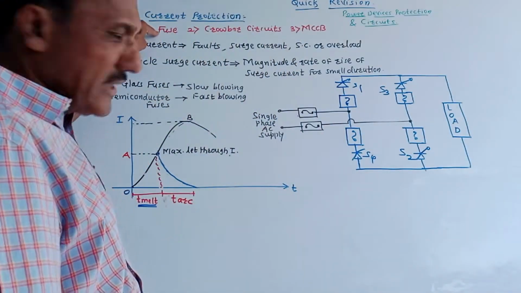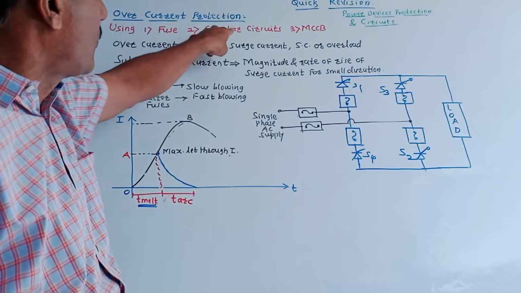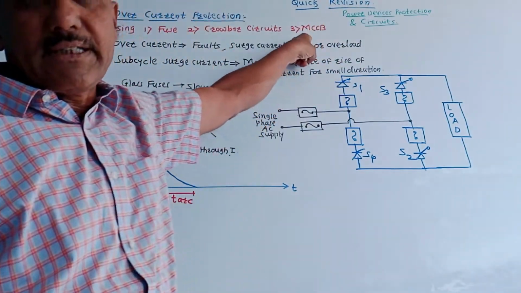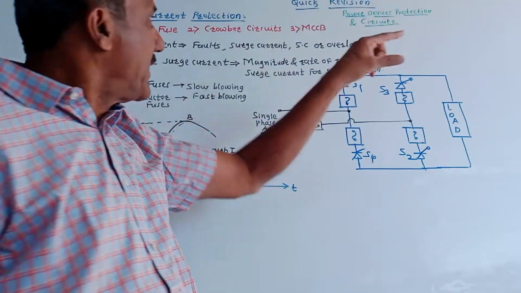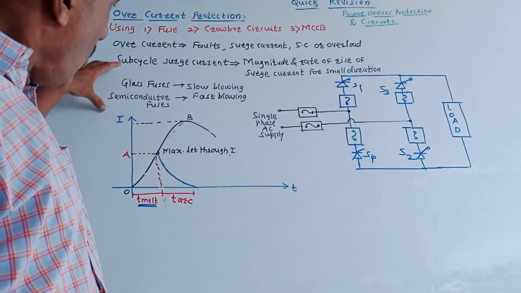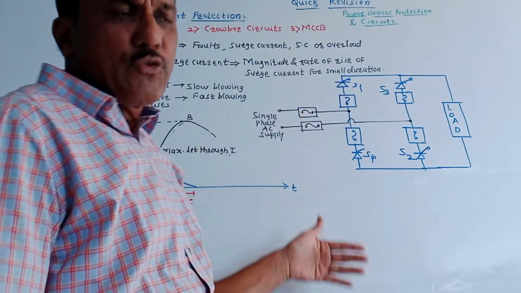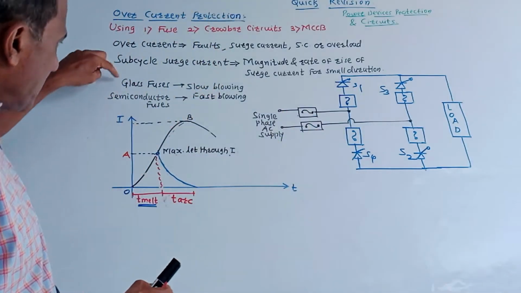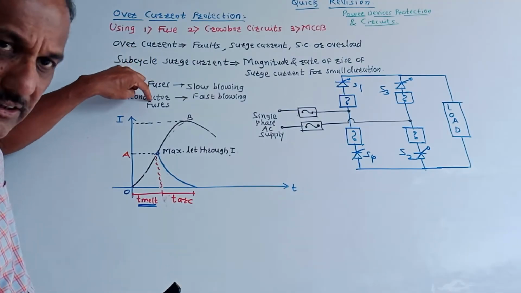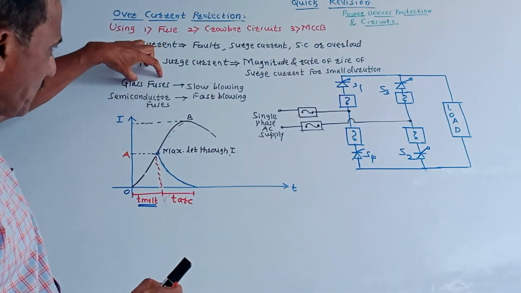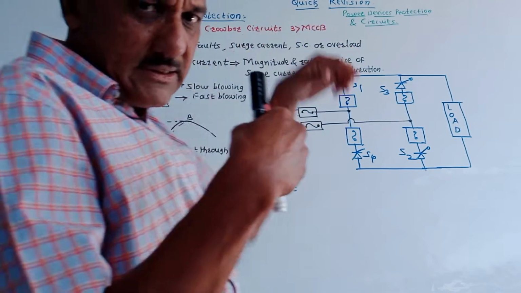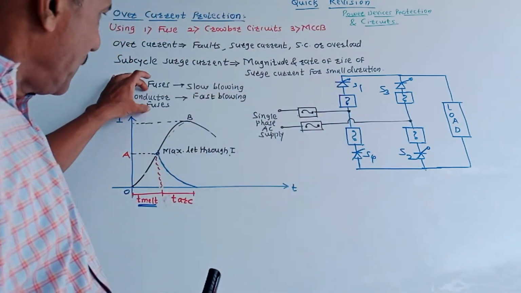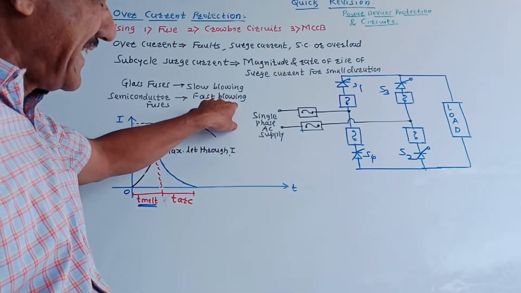You can protect the circuit using fuses, you can use a crowbar circuit, or you can use an MCCB, that is, molded case circuit breakers. Now we will talk about how to make use of a fuse so that the protection can be obtained. There are two types of fuses. One is glass fuses, the second is semiconductor fuses. In glass fuses, the blowing takes place very slowly. So in power devices, semiconductor fuses are preferred, where fast blowing takes place.